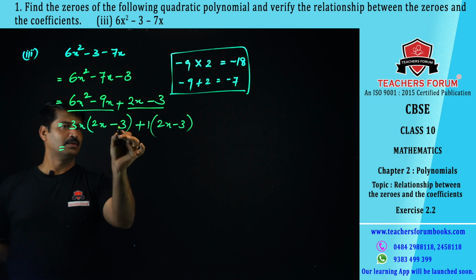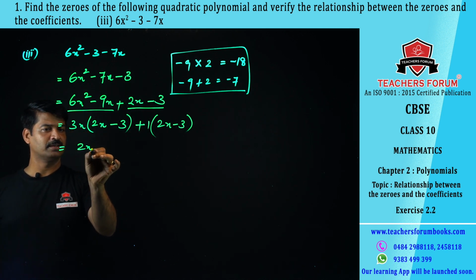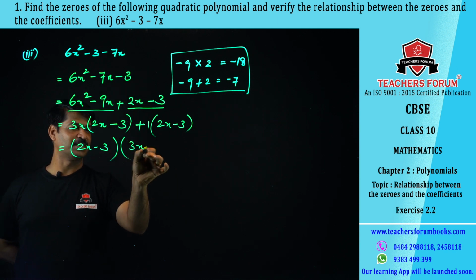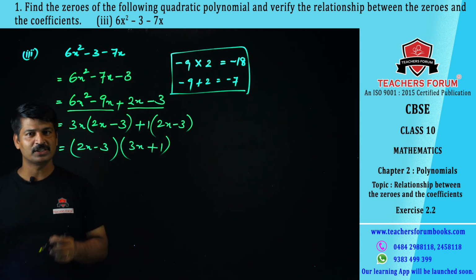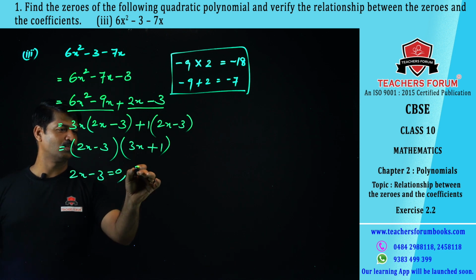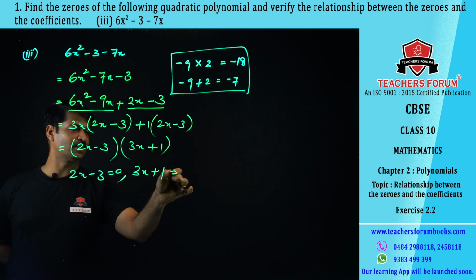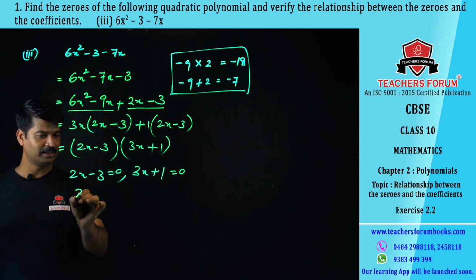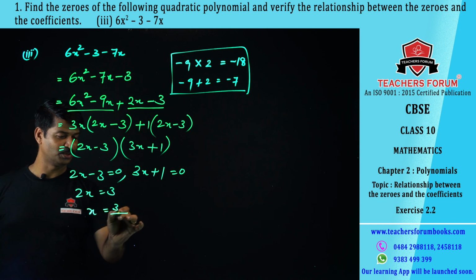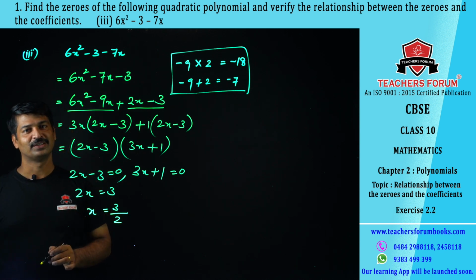Now, here 2x minus 3 is common. That can be taken outside. Then what is remaining? 3x plus 1. To find the zeros, what to do? Yes. Put 2x minus 3 equal to 0 and 3x plus 1 equal to 0. From here, 2x is equal to 3, x is equal to 3 by 2. So you got the first zero, 3 by 2.